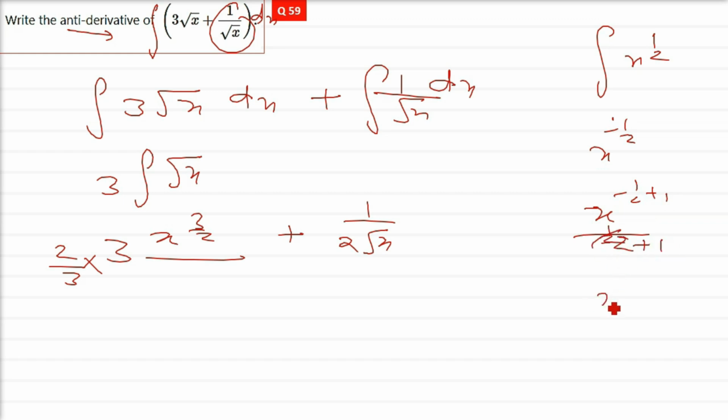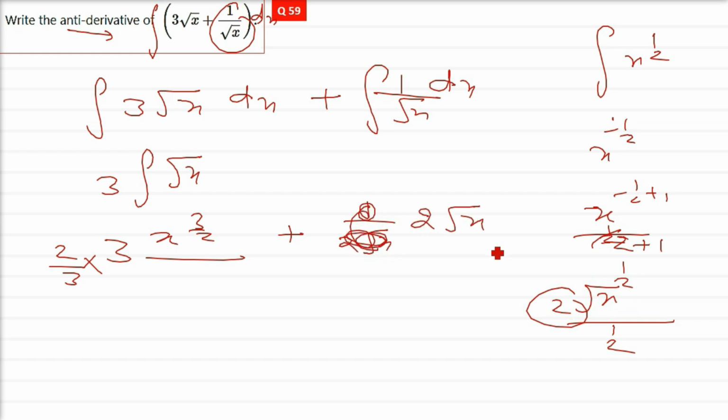So this will be x to the power half, and this is half, 2 goes up. So 1 by root x, the result is twice of root x. So just write 2 root x here, and again a plus constant of integration, which is very important. So let's write the formal answer.